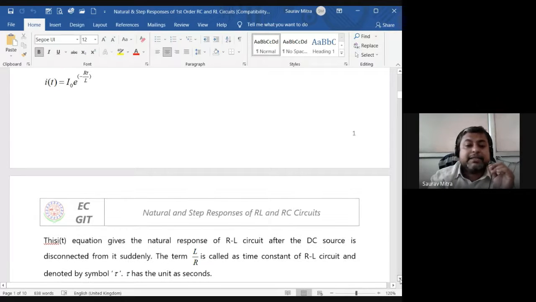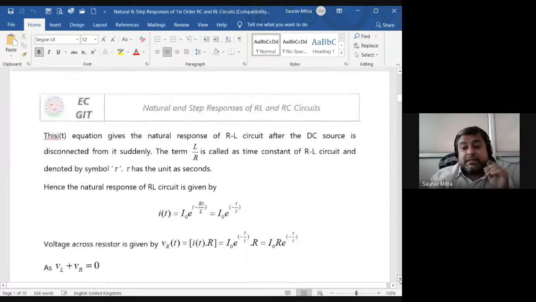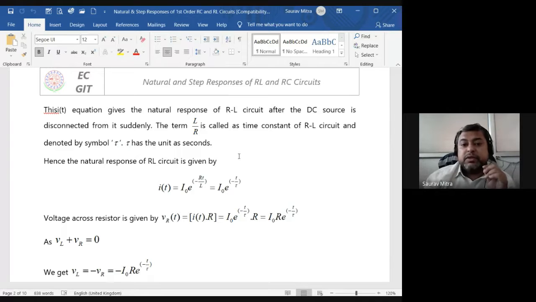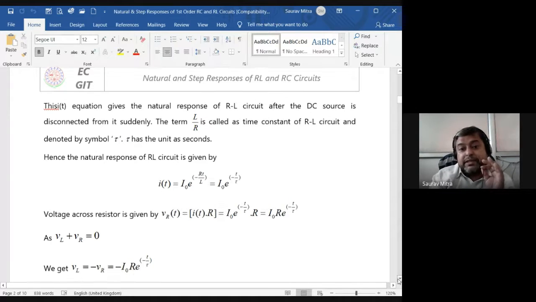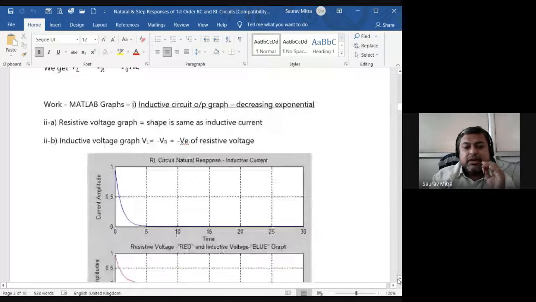So what we are finding is, more is the value of R, the current will fall faster, because L by R is called the time constant. More is the value of R, less will be the value of L by R. In that case the current will fall very fast. So less is the value of the time constant, the system will be faster. So it is written here. All this proof and these things are not required.